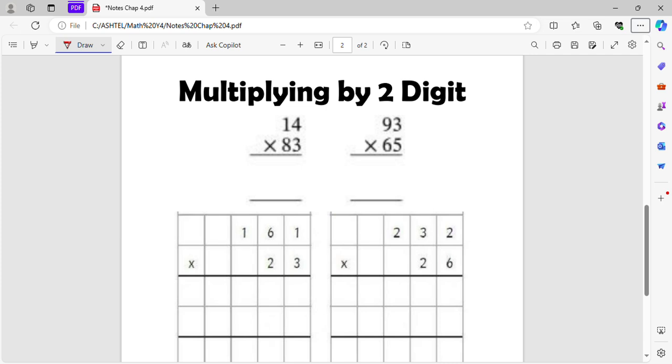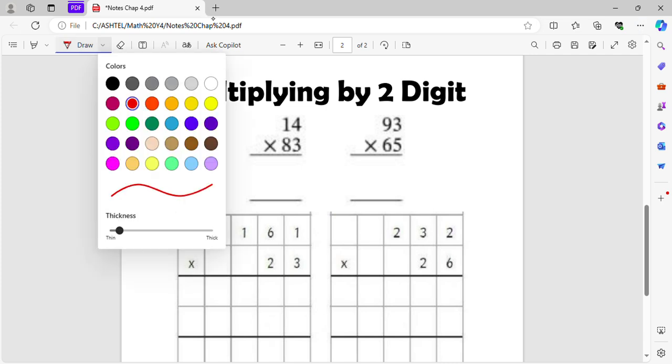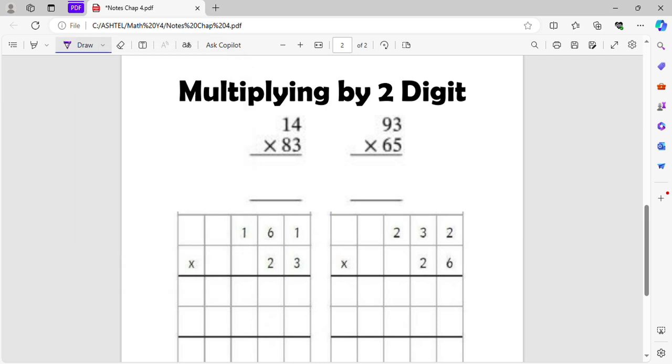So now let's look at multiplying by two-digit numbers. What does it mean? It means that the number at the top you are multiplying with the two numbers at the bottom. As you can see, here we have 14 times 83, here we have 93 times 65. So it means that you are multiplying where the numbers at the bottom have two digits.